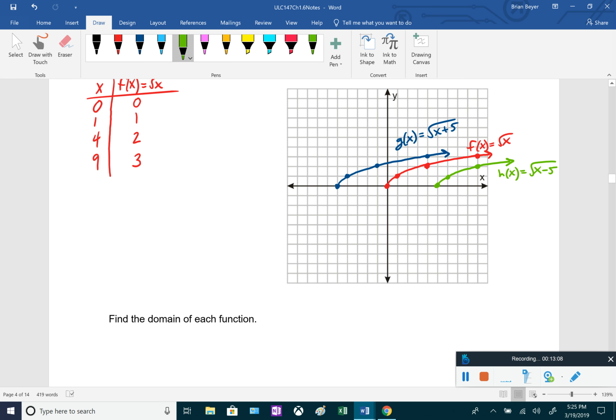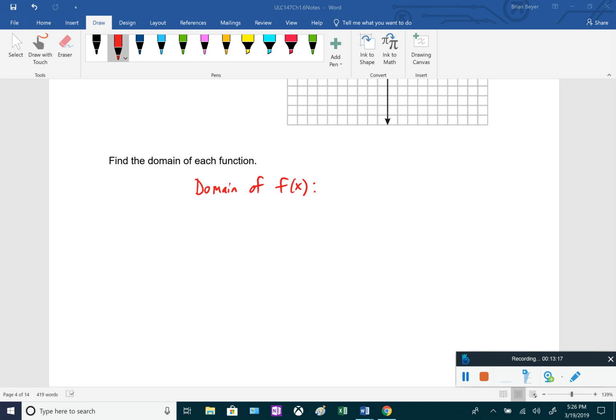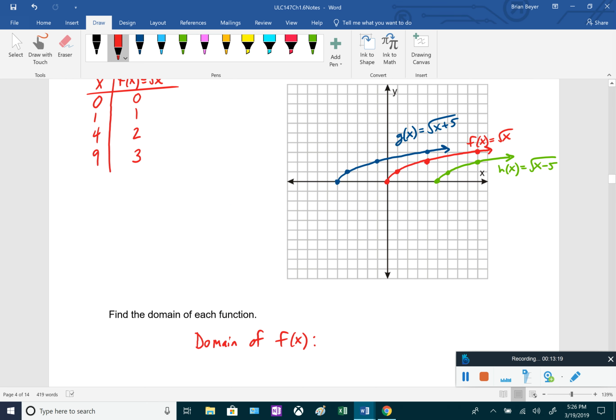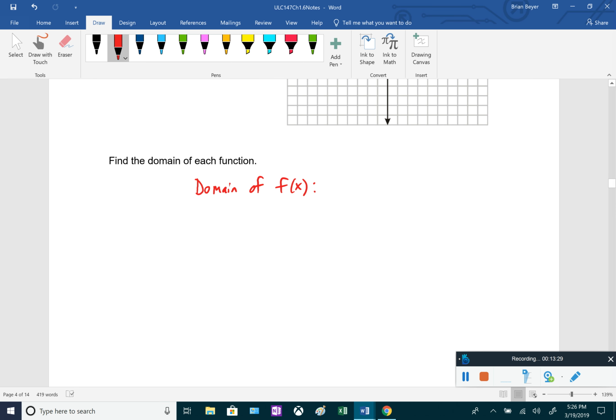Okay, so let's add a little bit to this question. Let's find the domain of each function. Let's take a look at f of x first. For the domain of f of x, that was our original. We can see by looking at this, domain is the set of x values where the function exists. It's going to be from 0 to infinity. The 0 actually gets a bracket because we're allowed to plug in 0. We're including the endpoint. So 0 to infinity, and that's using interval notation.